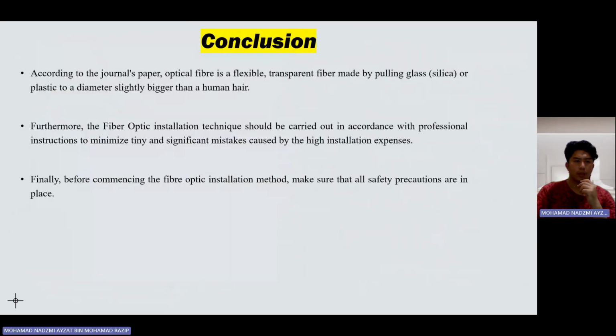So in conclusion, according to the journal paper, fiber optic is a flexible, transparent fiber made by pulling glass, silica, or plastic to a diameter slightly bigger than a human hair. Furthermore, the fiber optic installation technique should be carried out in accordance with professional instructions to minimize minor and significant mistakes caused by the high installation expense. Finally, before commencing the fiber optic installation method, make sure that all safety precautions are in place. That's all. Thank you.